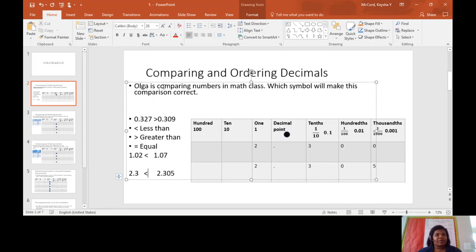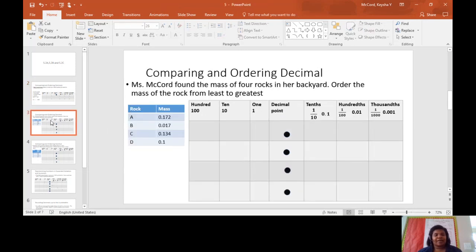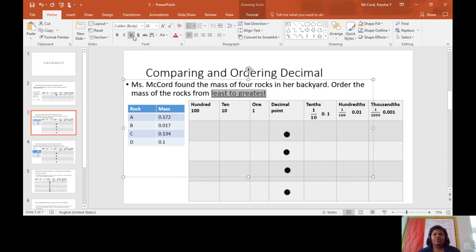Now let's go look at another type of comparing and ordering problem. Miss McCord found the mass of 4 rocks in her backyard. Order the mass of the rocks from least to greatest. So here are the 4 rocks that she found and the mass of those rocks. So I need to organize them from what? Least to greatest. So if I were you, I would underline that, write that down somewhere, highlight it, whatever works for you. But I need to know that I'm going from least to greatest.